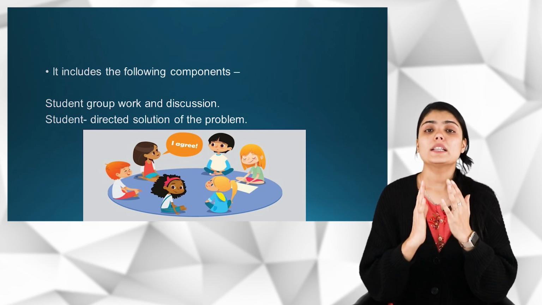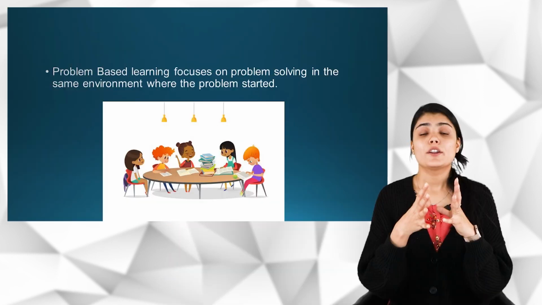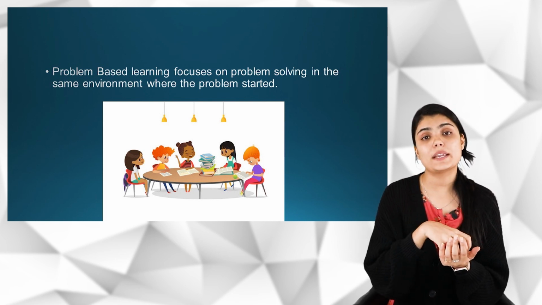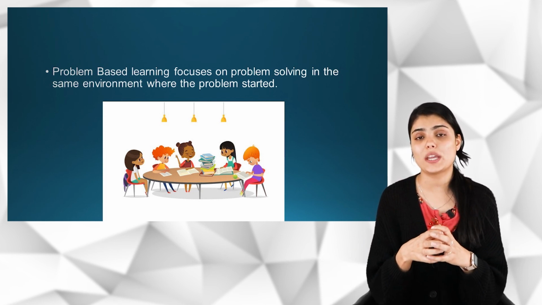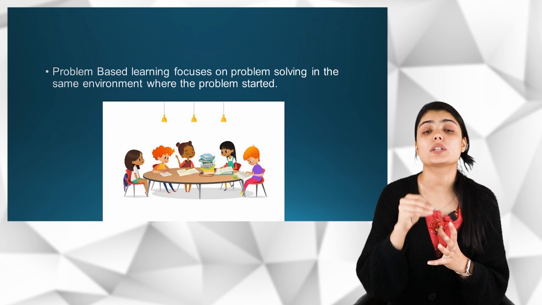Now, in problem-based learning, the problem is assigned to the students. The students have a particular problem which they wish to solve. Problem-based learning helps the student to find the solution on their own, right? The students try to find the solution of the problem on their own. So there are two major components: students working in the group, and a solution that is student-directed. Now, problem-based learning focuses on finding the solution of the problem in the same environment where the problem actually arises. If the problem has arisen in a particular environment, in the same environment the learners are supposed to find the solution of the problem.